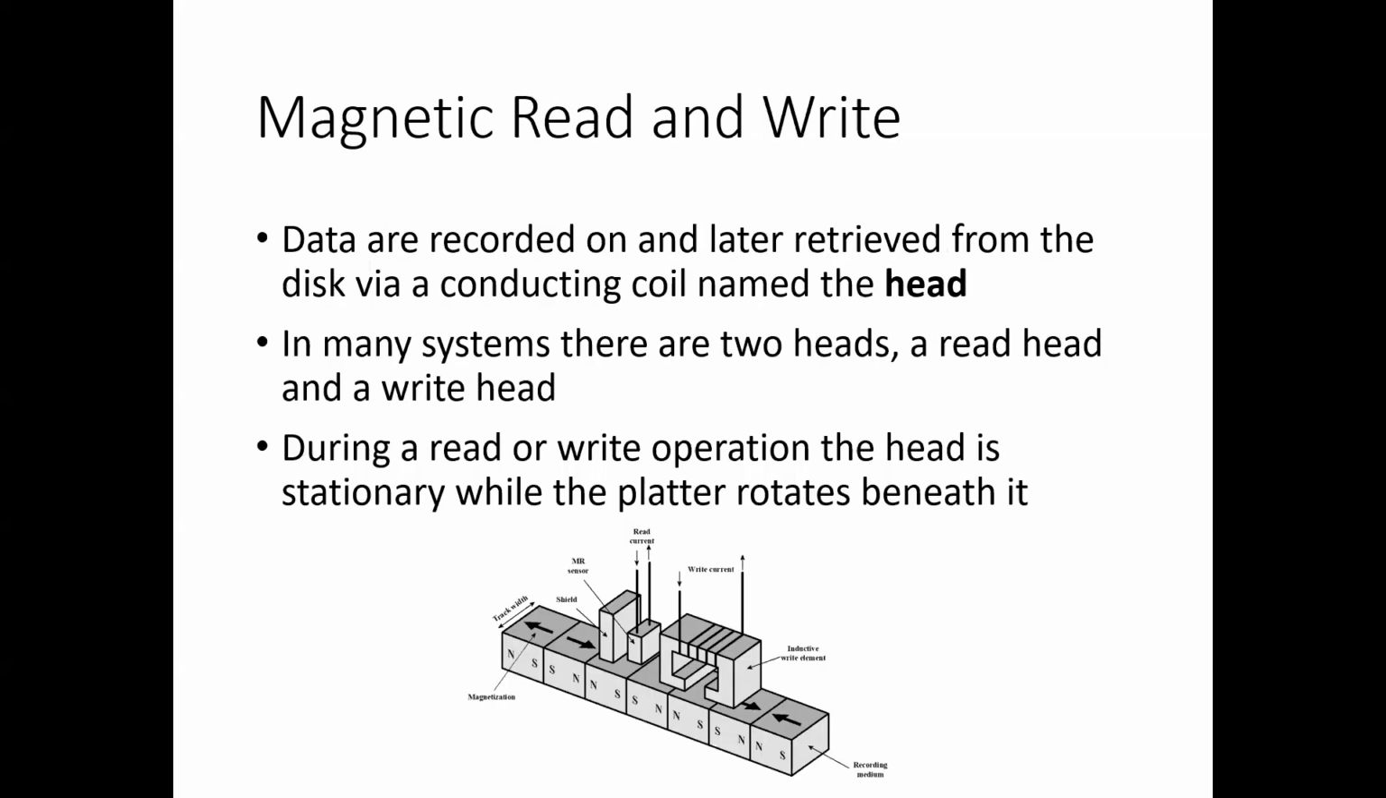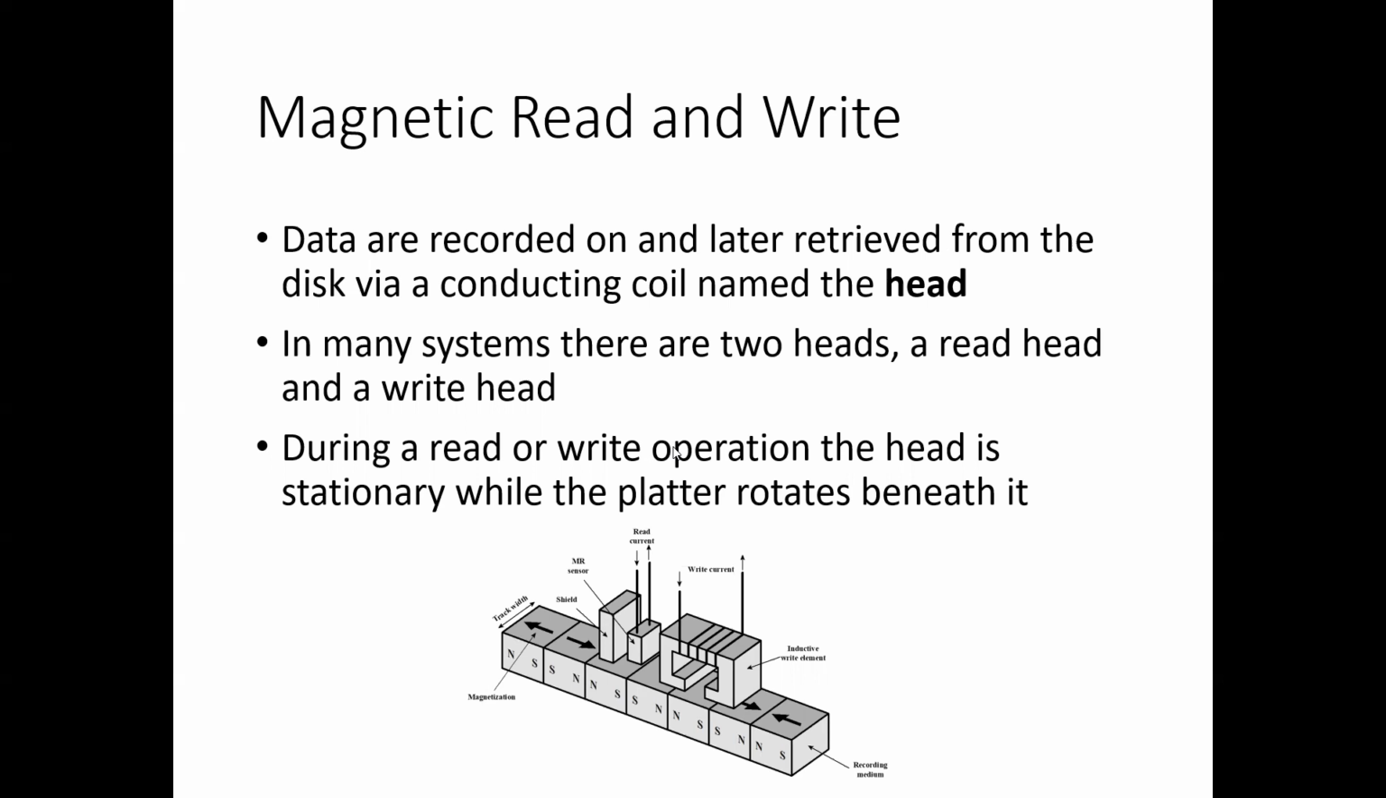So for these magnetic read and write disks, the data are recorded on, and later retrieved from, the disk via a conducting coil named the head. And in a lot of systems, there are two heads, one to read the data to pick up whether that's a 0 or 1, magnetized or not, and a write head to perform the operation of putting the appropriate charge on the disk.